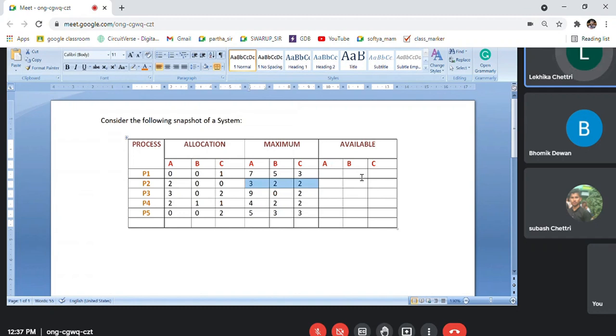Now what we are given is how many minutes are left for the currently available resources. Resource A is right now available only for 3 minutes. Resource B is available again only for 3 minutes. And resource C is currently available only for 2 more minutes. So these are the availability of the resources right now.